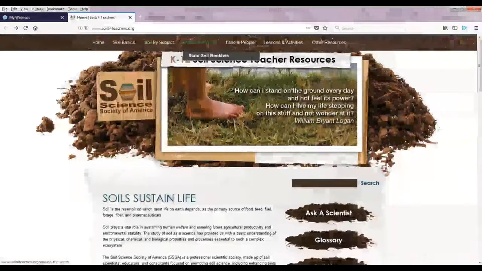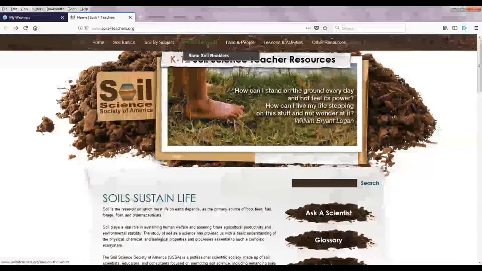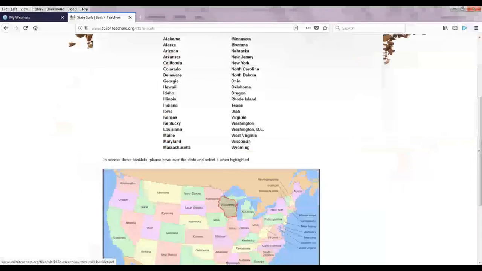We can also go to Around the World, and you can see a drop down for state soil booklets. And right now we are about 85% complete developing a state soil booklet for every state. And when you go to this page, if you hover over your state, if it is outlined in red, it's ready for your use.